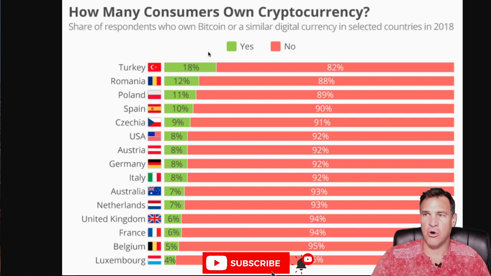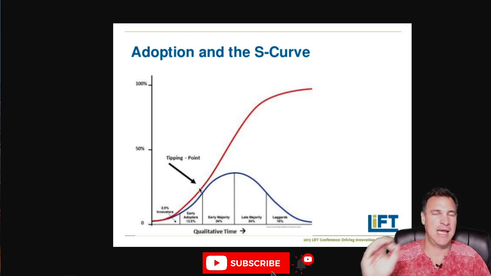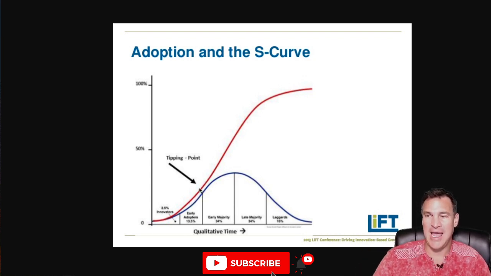And for sure, if we come back to the S curve, where the early adopters are, we've got the 2.5% of the population who are the innovators, and the 13.5% that takes us to 16% of people. I think we're pretty close to around this 13, 14, 15% of the worldwide population having Bitcoin. Translation: we are at the Bitcoin tipping point.